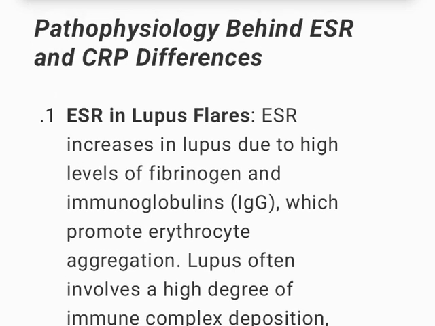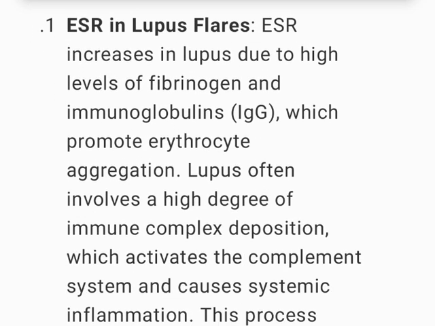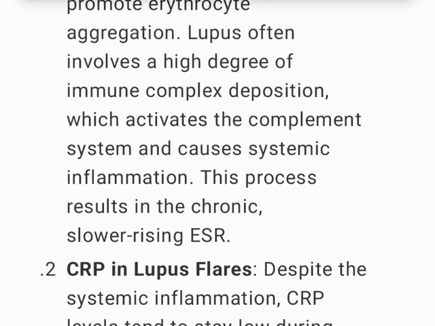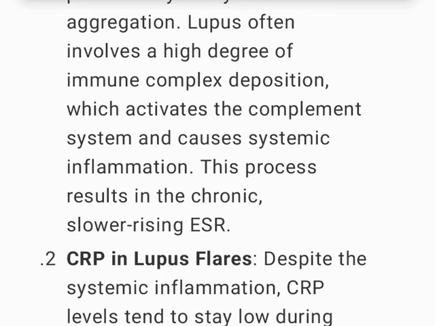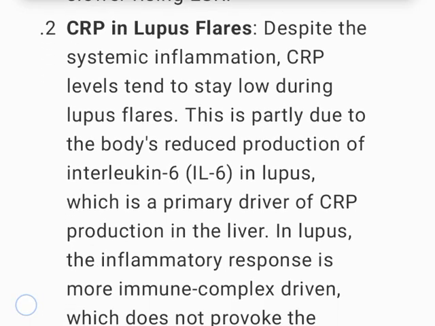Pathophysiology behind ESR and CRP differences. 1. ESR and lupus flares. ESR increases in lupus due to high levels of fibrinogen and immunoglobulins, IgG, which promote erythrocyte aggregation. Lupus often involves a high degree of immune complex deposition, which activates the complement system and causes systemic inflammation. This process results in the chronic, slower rising ESR.